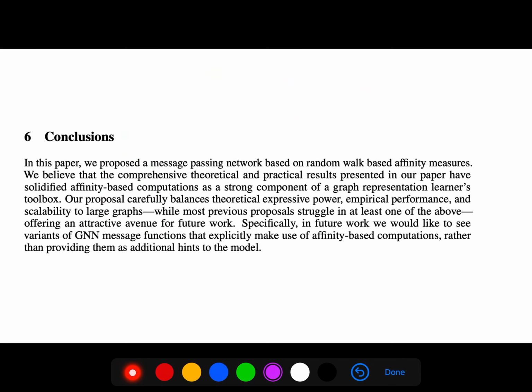So we propose a message passing network based on random walks, based on affinity measures. And this is important: our proposal carefully balances theoretical expressive power, empirical performance, and scalability to large graphs. This is very challenging.